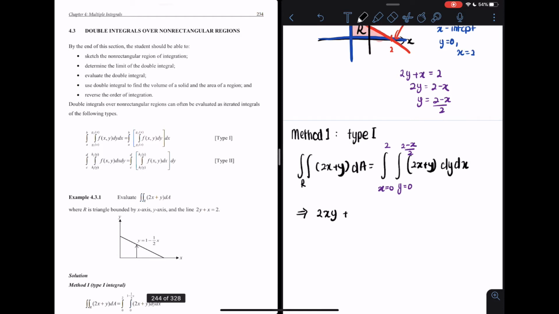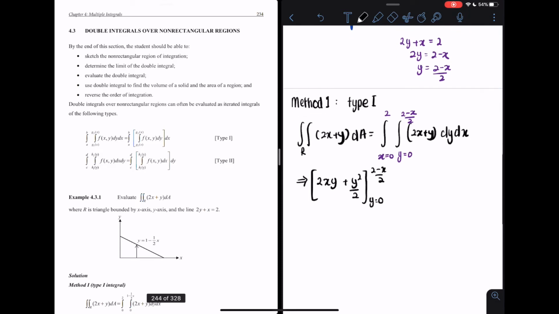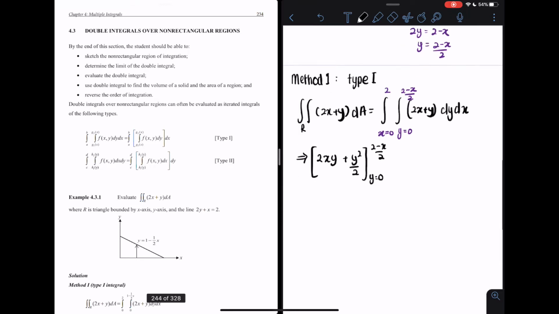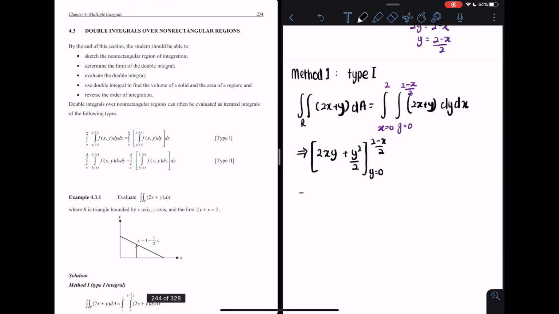Okay, so right now I have 2xy plus y squared over 2, integrate, and then I'm going to evaluate from y equal to 0 until (2 minus x) over 2. So when you try to solve the problem, you have to make up your mind. Do not get confused easily. So right now, all of these values should be substituted into variable y, because before this we integrated with respect to variable y.